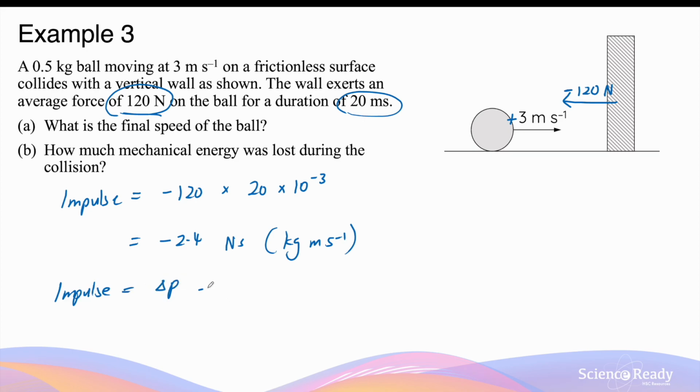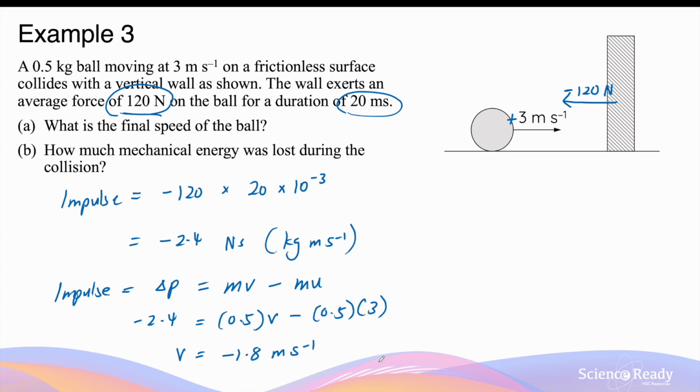Finding the impulse here is useful because impulse also is given as the change in momentum of the ball, which is its final momentum after the collision with the wall minus its initial momentum. Minus 2.4, which is impulse, is equal to the ball's mass of 0.5 kilograms times its final velocity minus its mass times its initial velocity of 3 meters per second to the right. This gives a final velocity of minus 1.8 meters per second. So this will be 1.8 meters per second to the left.